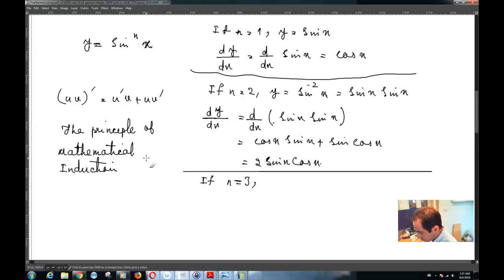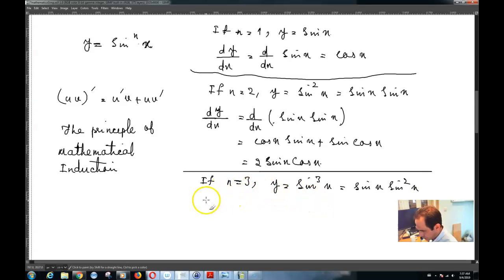We will get to that in just a few moments. So now if n is equal to 3, then your y is going to be equal to sine cube x, which you can write as, for example, sine x times sine squared x.